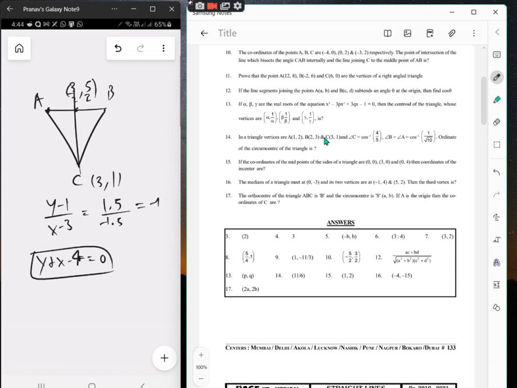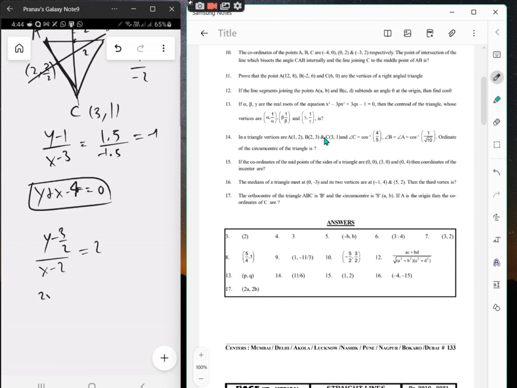You also need AC. What is that midpoint? A is 1 comma 2, C is 3 comma 1. So this will be 4 upon 2 is 2, and 3 upon 2 is 3 upon 2. And what's the slope? This slope is 1 upon 1 minus 3, which is negative 2, I think. So the perpendicular slope is negative 1 upon negative 2. This slope should be 2. That means 2y minus 3 equal to 4x, because 2 times 2x, and then 4 times negative 2, which is negative 8.